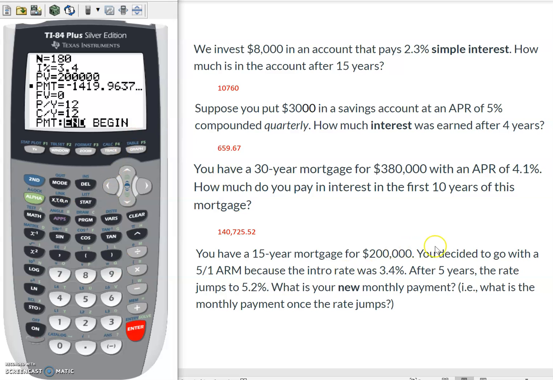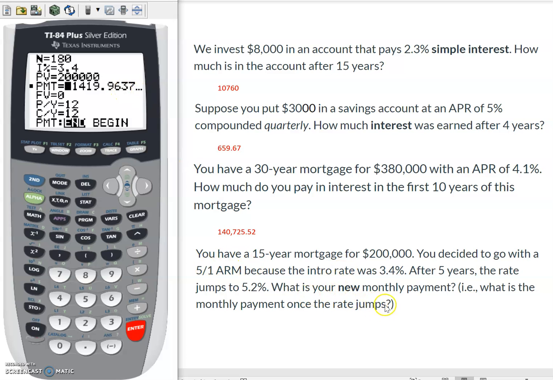Keep in mind, even though this is a 5-1 ARM, the overall is a 15-year mortgage. That's why our N dealt with that 15. For N, we always ask, how many payments do I still owe? It doesn't matter that our rate is going to change after 5 years. We work under the assumption it stays 3.4 forever, even though we know that won't actually happen. So we have this payment, $1,419.96. That's our original monthly payment for those first 5 years.